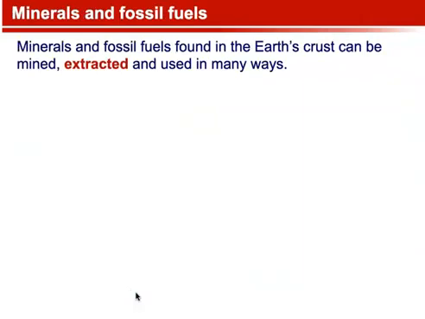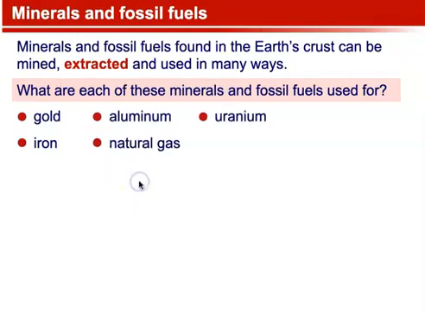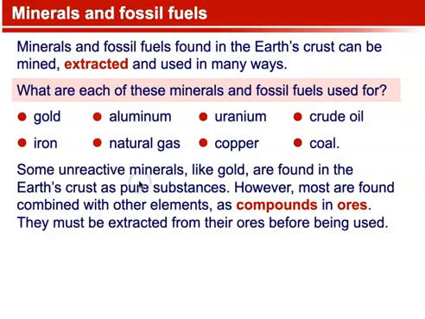Minerals and fossil fuels. Minerals and fossil fuels found in the Earth's crust can be mined, extracted, and used in many ways. So what are each of these minerals and fossil fuels used for? Gold, iron, aluminum, natural gas, uranium, copper, crude oil, coal.